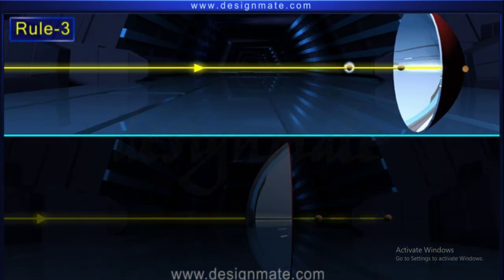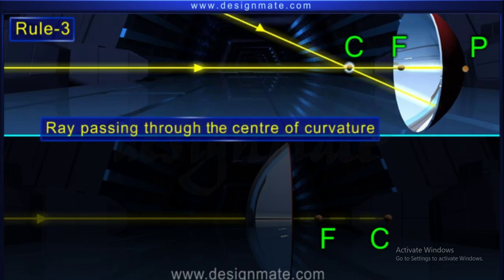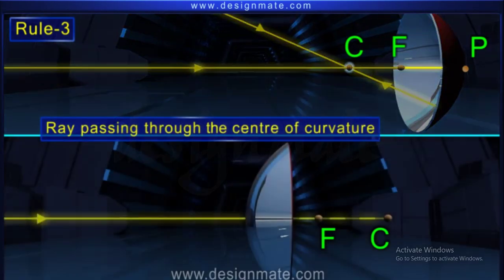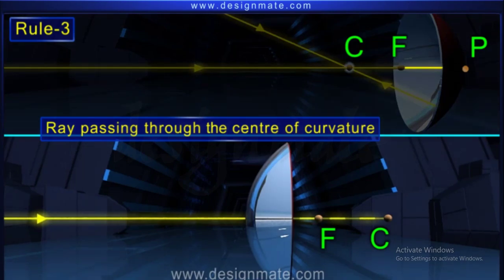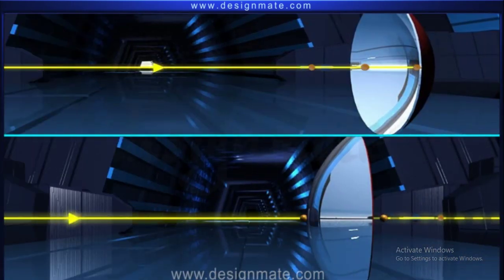3. A ray of light passing through the center of curvature of a concave mirror, after reflection, will not undergo any change in path. Rather, it retraces its own path. Similarly, in the case of a convex mirror, the ray of light directed towards its center of curvature, after reflection, is reflected back along the same path.